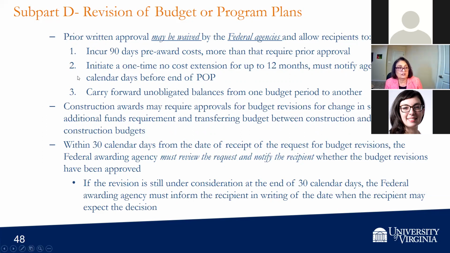Now, if we want to do a 90-day pre-award cost, some federal agencies have received permission from OMB to let the institutions incur 90 days pre-award costs and give ourselves a 12-month no-cost extension. That's NIH. NIH does that through their expanded authorities. NSF allows us to do that. DOD, they allow us to do this. So all these agencies, the federal agencies individually had to go to OMB and ask for approval, and now they're passing those down to us.